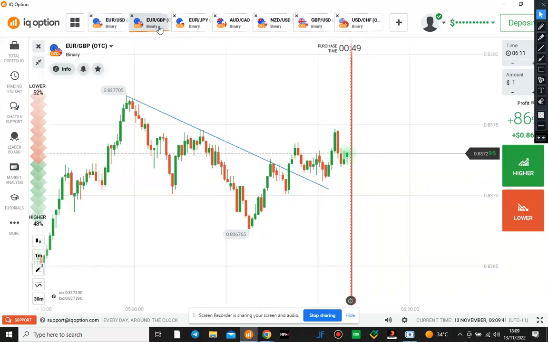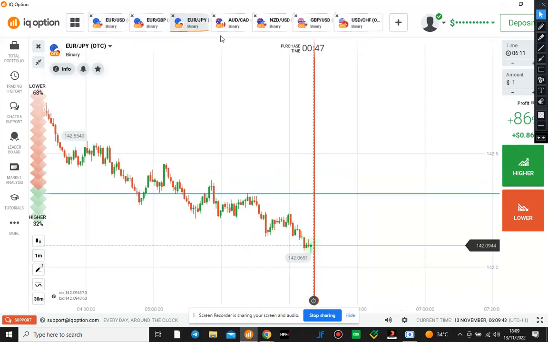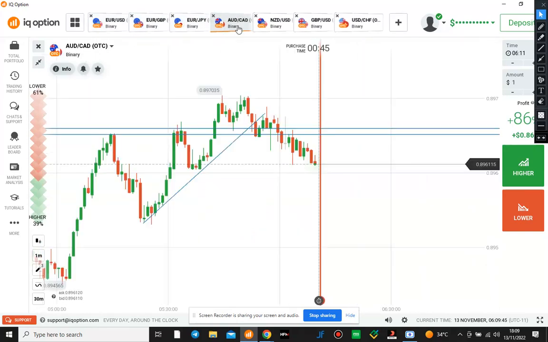That is how to draw trend line resistance. Same thing, you can draw the same on support resistance.